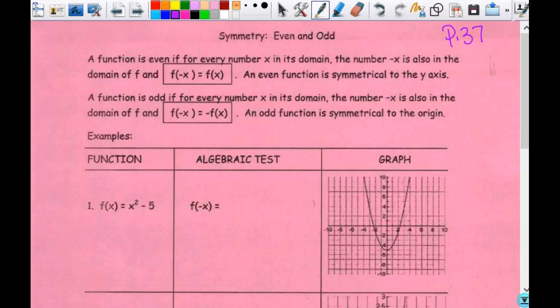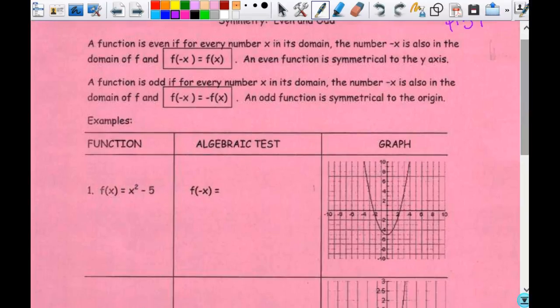And so a function is even if for every number x in its domain, the number negative x is also in the domain, and f of negative x equals f of x. So this is what we're going to be checking for. If f of negative x equals f of x, then it's an even function, okay? And an even function is symmetrical to the y-axis. So visually, if it has y-axis symmetry, it is an even function.